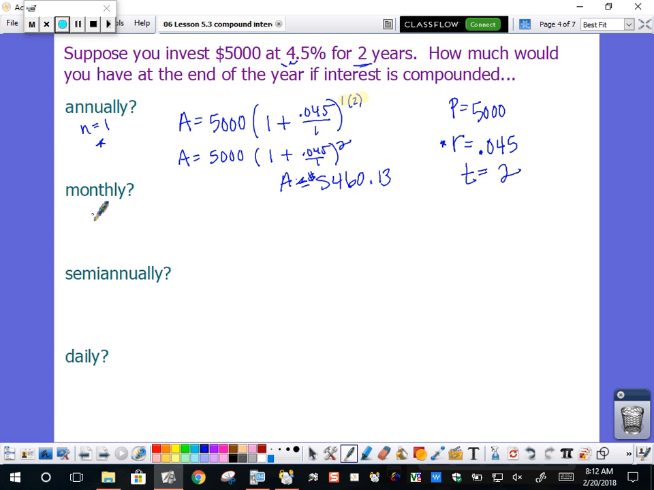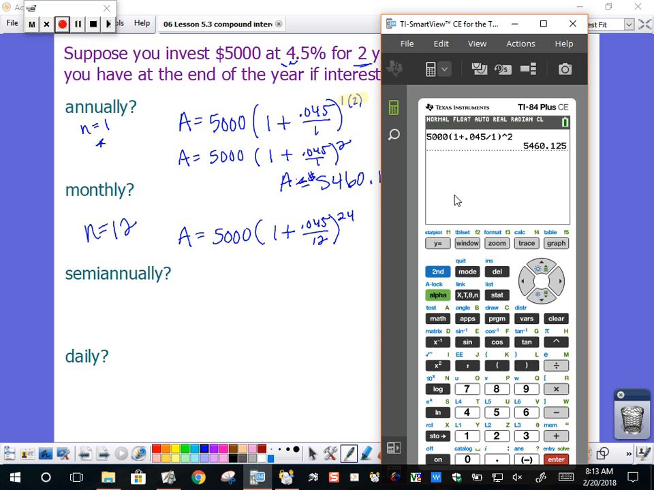Now the only thing that changes in the next one is that now we're compounding monthly. So if we do this monthly, now n is 12. So you have 5,000, 1 plus, this is still 0.045, but the n that was 1 now changes to 12. Up here in the exponent, n is 12 and t is 2. But you want to do this part first. So do 12 times 2 first, and when you put it in your calculator, go ahead and put it in as 24.